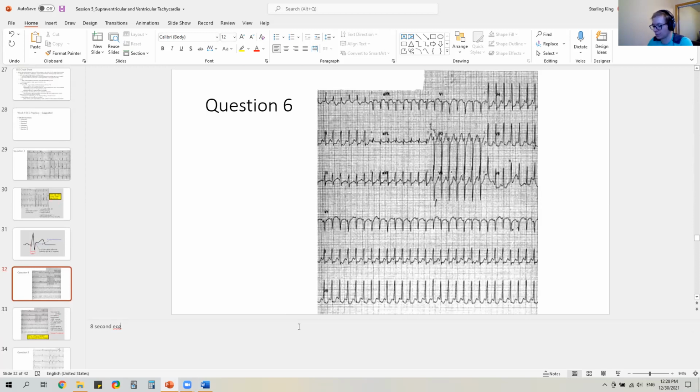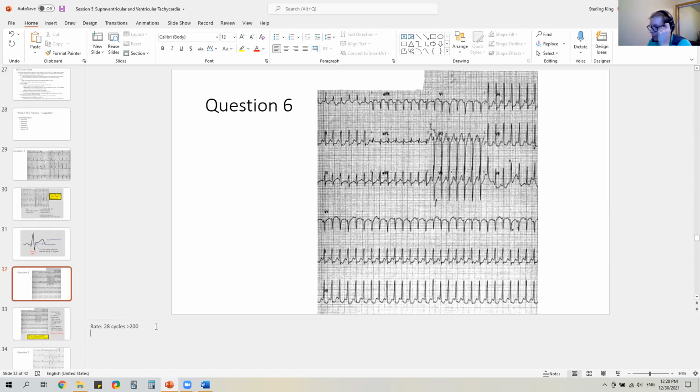Question 6, let's do this. Rate: fast, very fast, almost 300, or not 300, but just under it. It's really fast. I just remember that this is an 8-second ECG, so you can count them. I think it's about 28 cycles. Anyways, it's really fast. It's way over 200.